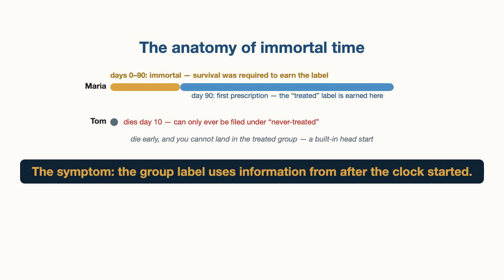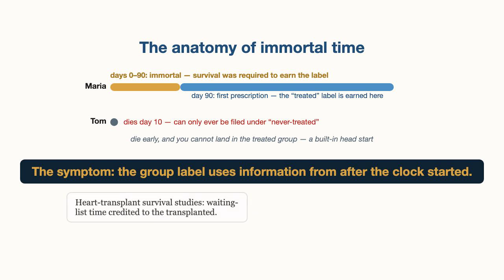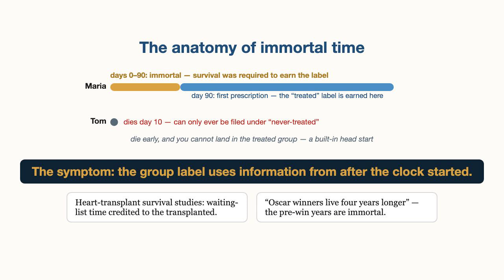The defining symptom: the group label uses information from after the clock started. Ever treated at day 0 requires knowing the future, and this is not rare. Heart transplant studies credited waiting list time to the transplanted, and Oscar winners supposedly live 4 years longer than other actors. Of course they do. The years before the win are immortal. You cannot win an Oscar after you die.